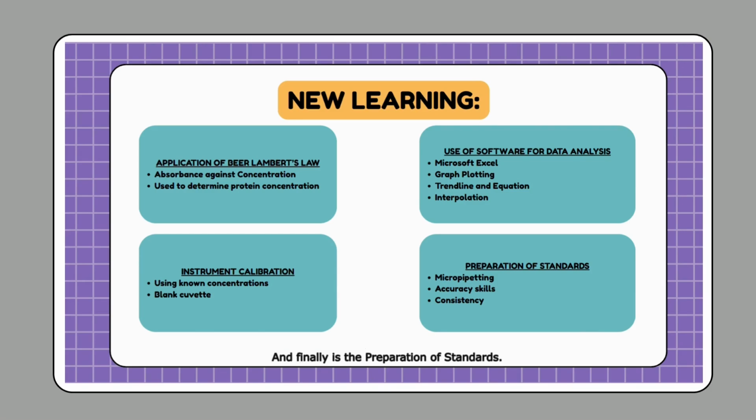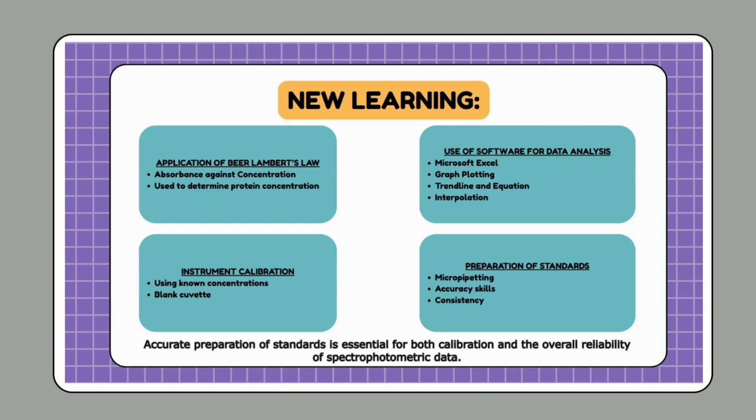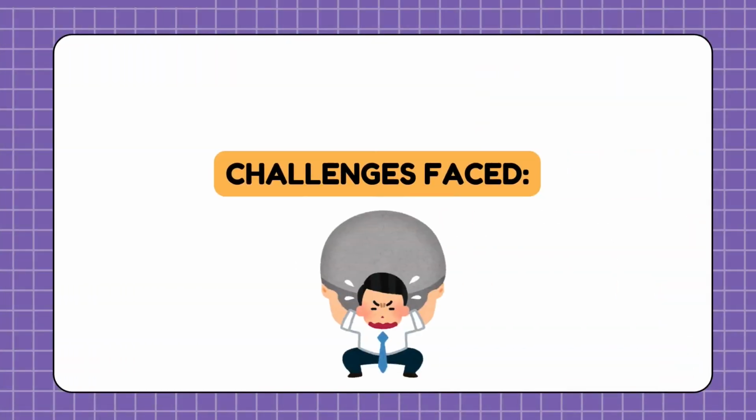And finally is the preparation of standards. We learned how to properly prepare standard solutions using micropipettes. This improved our pipetting accuracy and consistency, which is vital in biochemical experiments. Accurate preparation of standards is essential for both calibration and the overall reliability of spectrophotometric data.